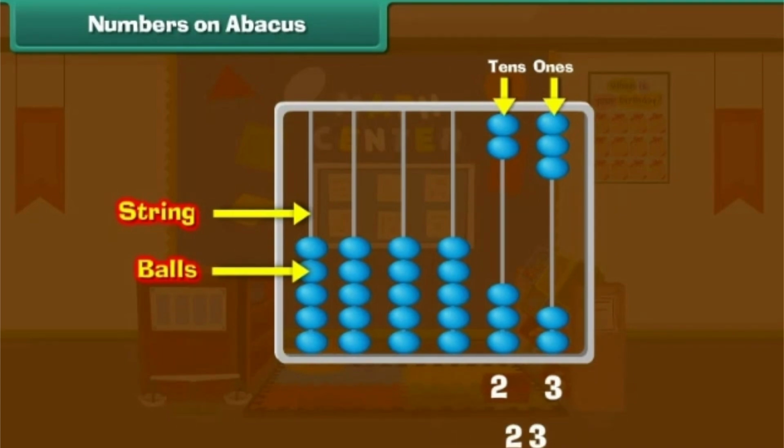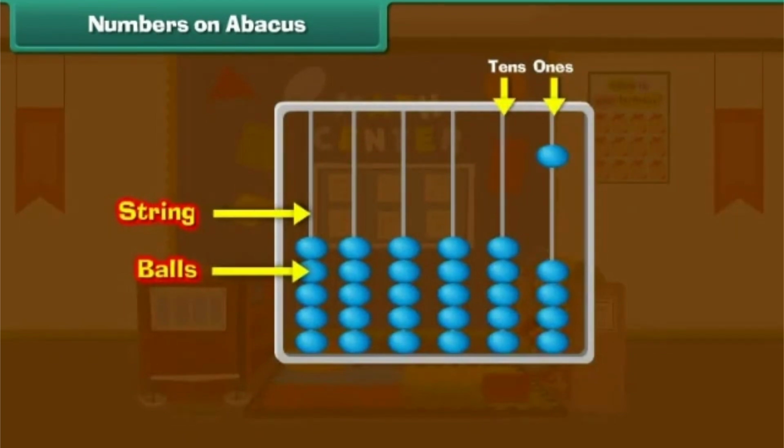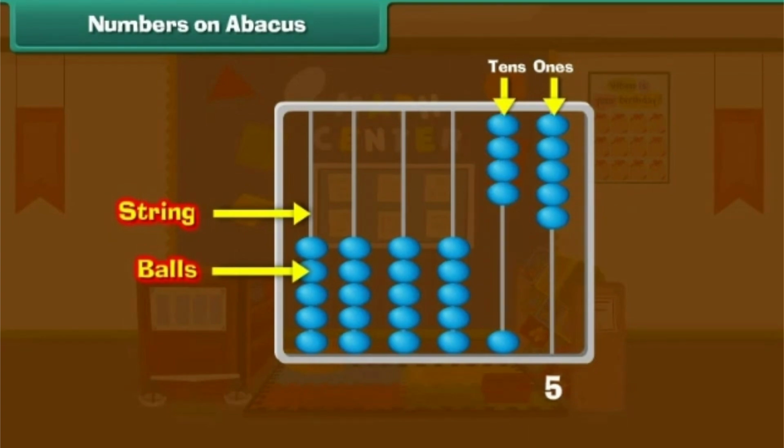23. Look at this abacus. It has 5 balls in 1's place and 4 balls in 10's place. Therefore, the number is 45.